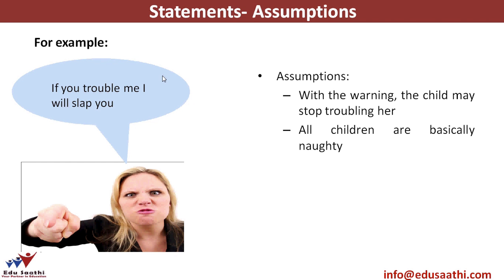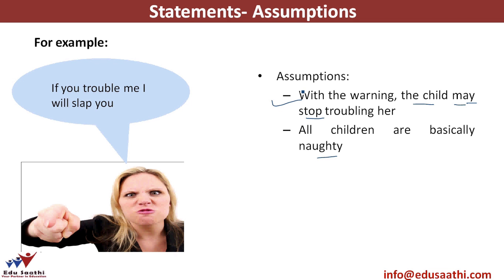Is it that with the warning, the child may stop troubling her? The first one. Or all children are basically naughty. Let's see. Now, the first one says, why is she giving a warning? She is assuming that if she puts a fear in the mind of a kid, the child may stop troubling her. Okay, so this is what she is thinking, she is having in her mind. So this is a valid assumption that this lady can have.